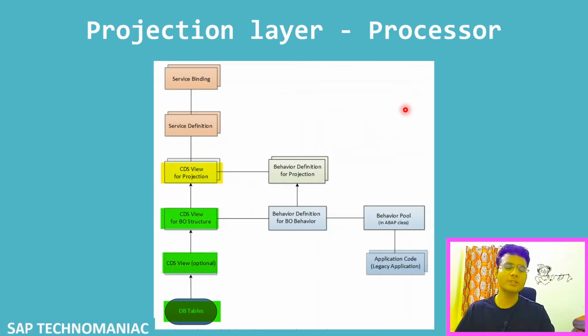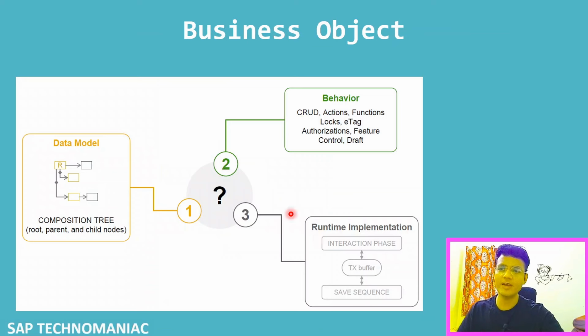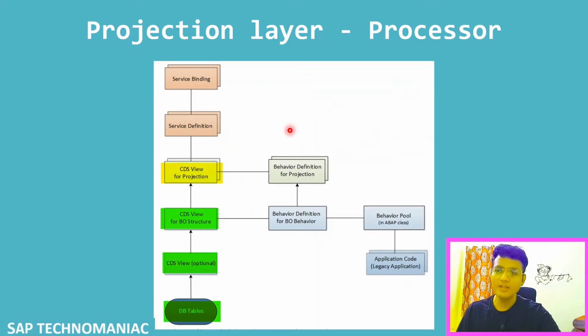Now let's go to this projection layer, where the processor we are developing. We developed the projection layer in my last video completely, using the MDEs as well, metadata extension. In this video, we try to develop these two parts. First, the behavior definition language, a behavior definition for our BO. That basically will define the behavior here, and the runtime implementation we will also develop in the classes, the behavior pool. We will understand that also, and we will do the behavior definition projection as well.